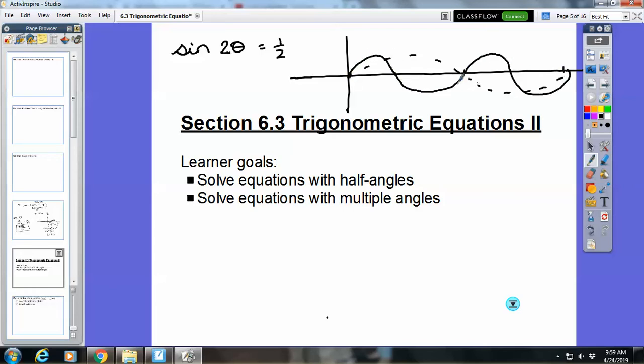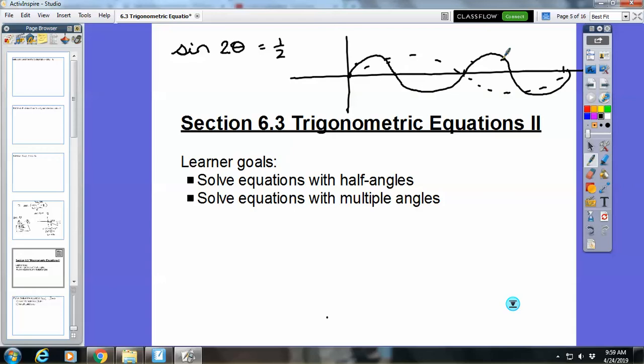how many solutions are we actually going to get here? 4. Because our graph got narrower, we got more solutions in there. If it had been a 3 theta, then my graph would have repeated itself 3 times, and I would have gotten 6 solutions. So that's what we're looking at today. The only difference is that number with our angle will change how many solutions we get.